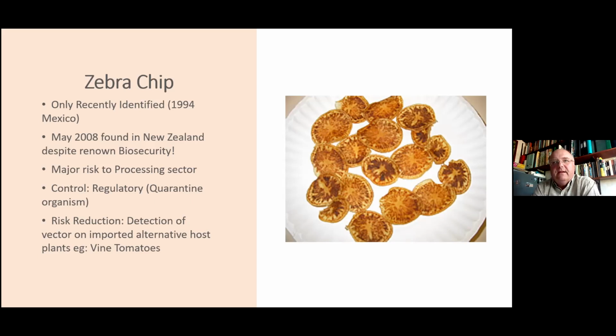It cost the potato sector in New Zealand, and is now costing the potato sector in the US considerable sums of money, because the picture on the right there shows you what happens to potato crisps when they're infected with this particular bacterium. So again, for risk reduction, the ability to detect the vector on alternative hosts such as fine tomatoes would be pretty useful.